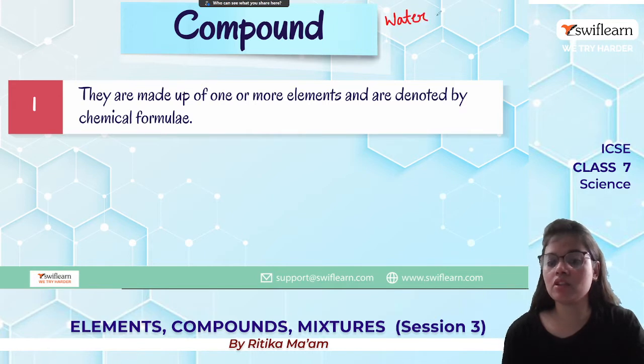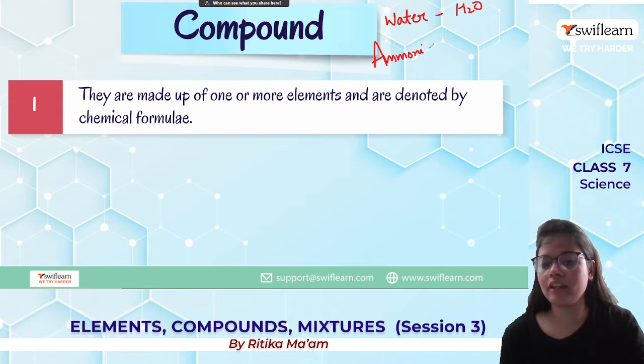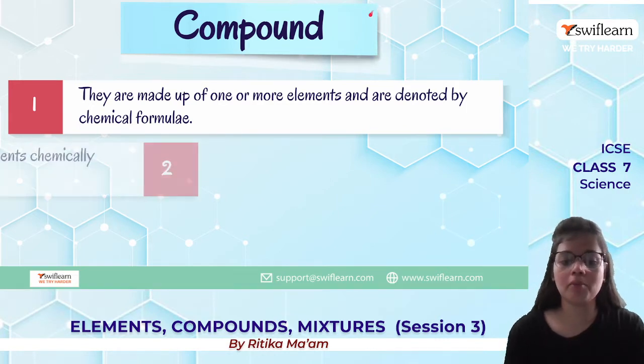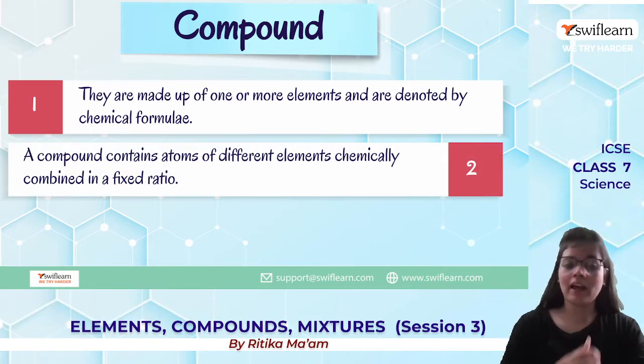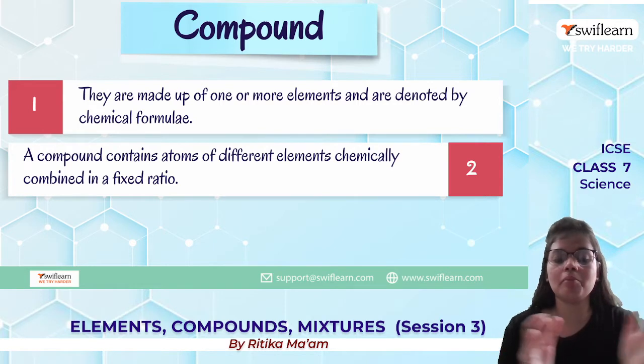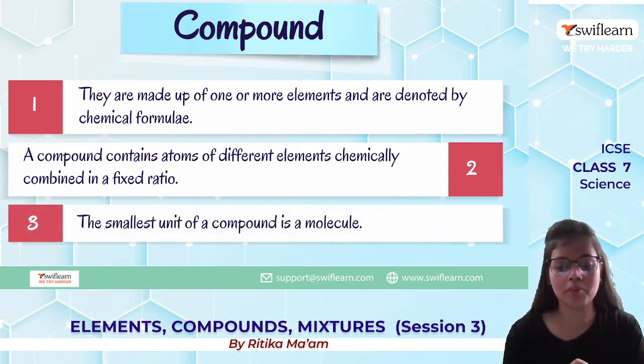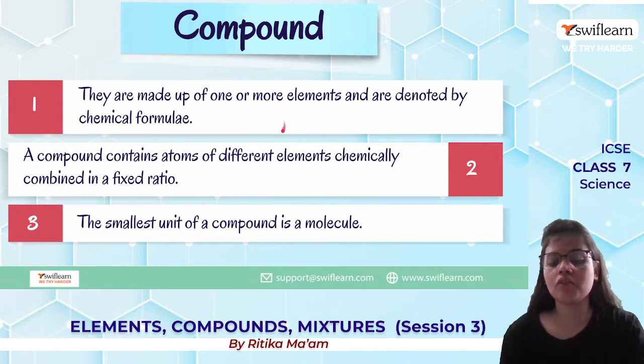For example, water, we have H2O. If I talk about ammonia, we have NH3. Okay, so these are the compounds in which 2 or more elements are coming together and forming the compound. A compound contains atoms of different elements chemically combined in a fixed ratio. So they are combined in a fixed proportion, in a fixed ratio, and we cannot separate them by physical methods. Smallest unit of a compound is molecule. So if I talk about water, smallest unit will be 1 molecule.